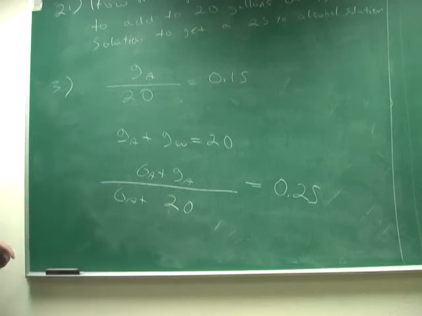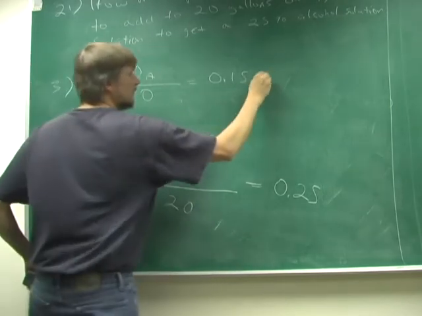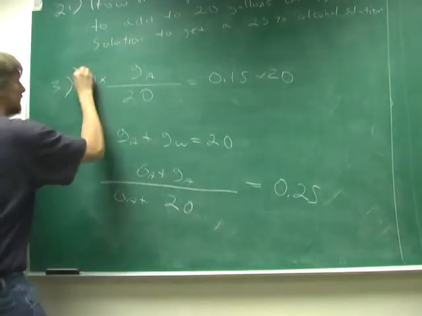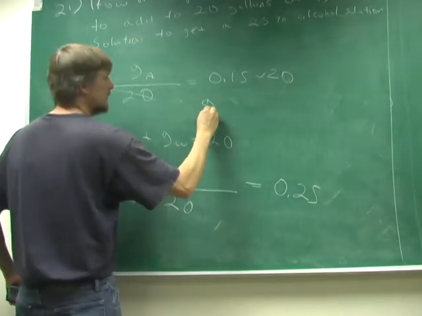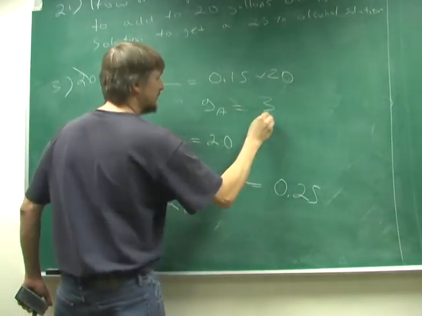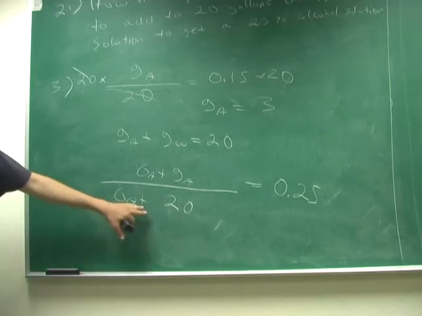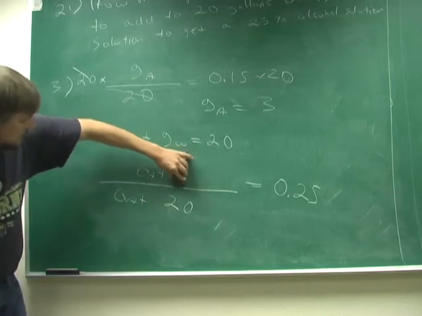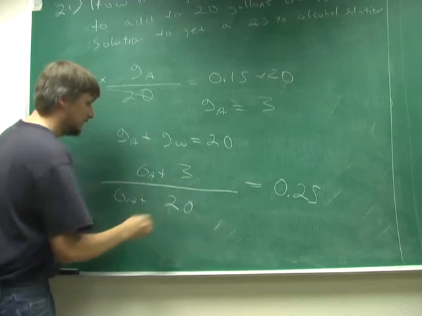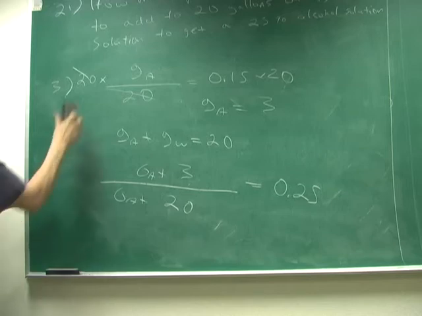Well, solving for little g sub A isn't too bad. We just multiply both sides by 20. And that'll leave us with little g sub A equal to 0.15 of 20, which is 3. So now that we have little g sub A, we can come back to here and replace it. And now we can actually solve our equation.